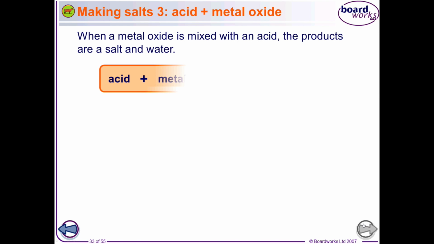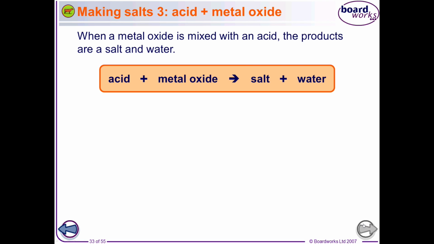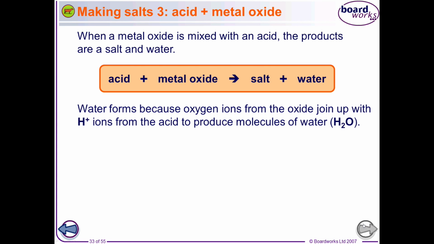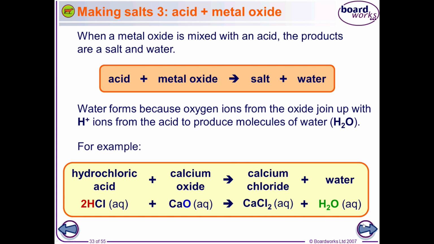Third type of reaction that you need to know is acid plus metal oxide. Now, this is exactly the same reaction as what happens when you add acid plus metal hydroxide. You get a salt and water as well, and it's a neutralization reaction. So the easy one to use here is hydrochloric acid plus calcium oxide.